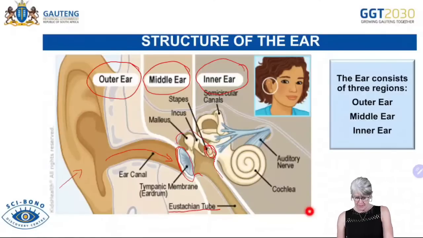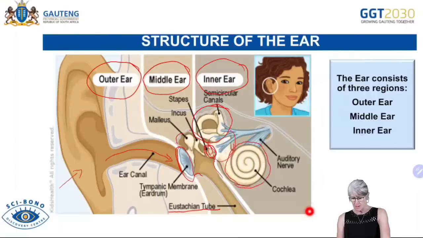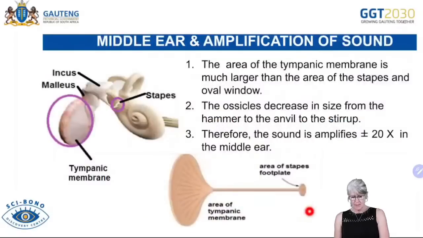And then the inner ear consists of also 3 parts. We have the semicircular canals here, we have the sacculus and utriculus down here, and then we have the cochlea there. And then we have nerves that branch off from the inner ear. All right, so there's 3 parts to the ear. Okay, so very important.